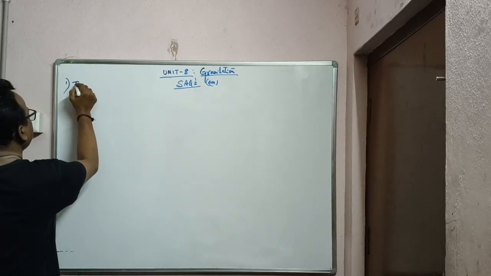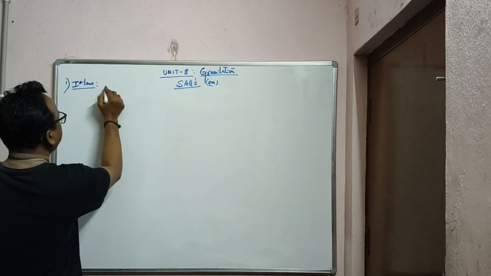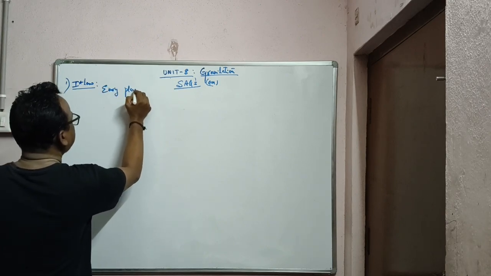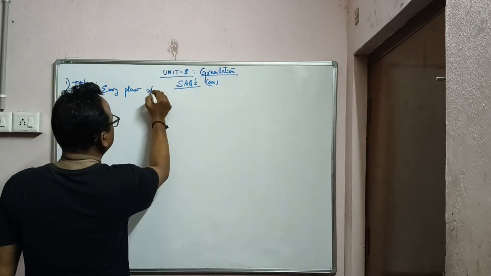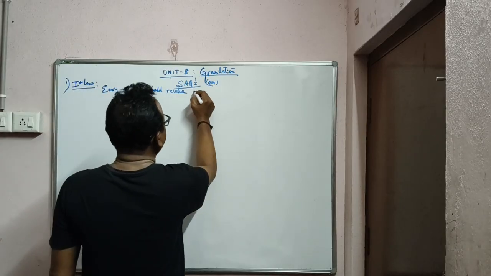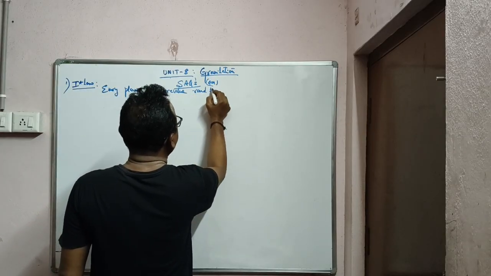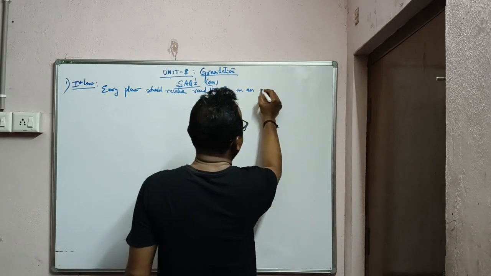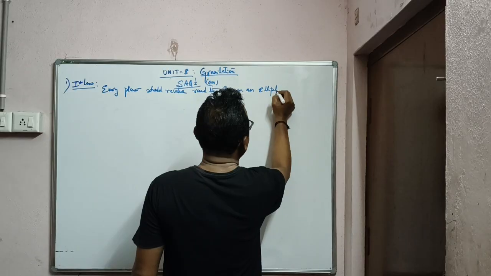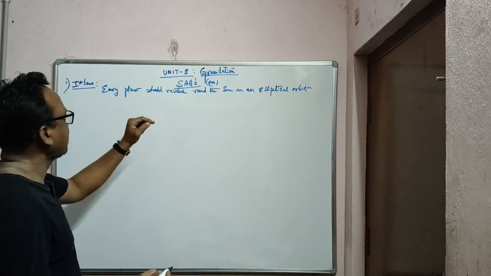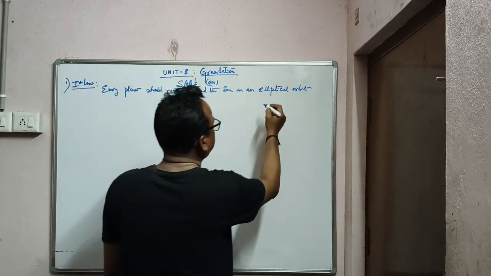The first law: each planet should revolve around the sun in an elliptical orbit.